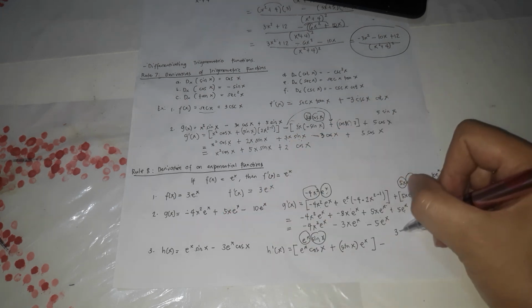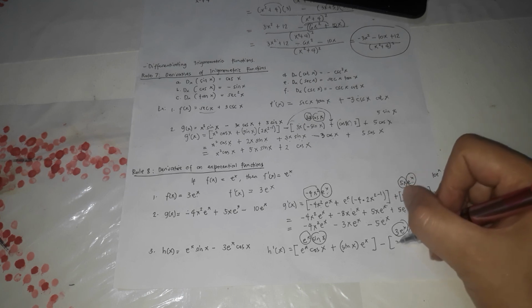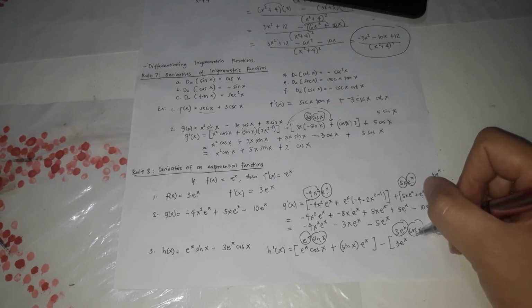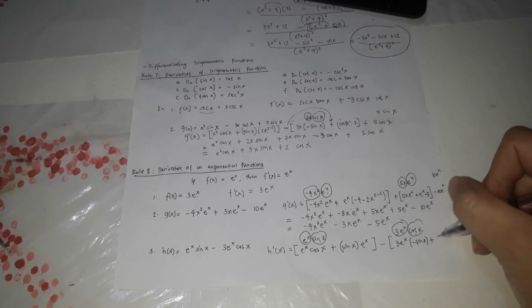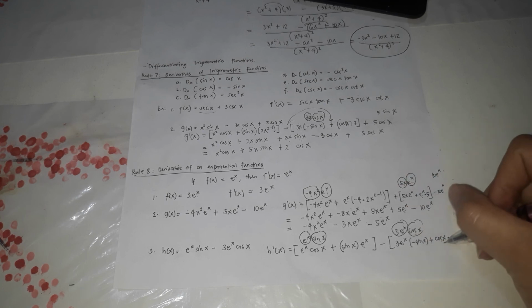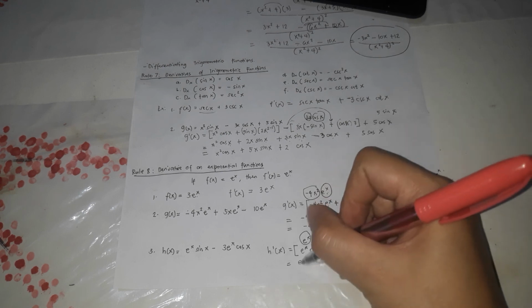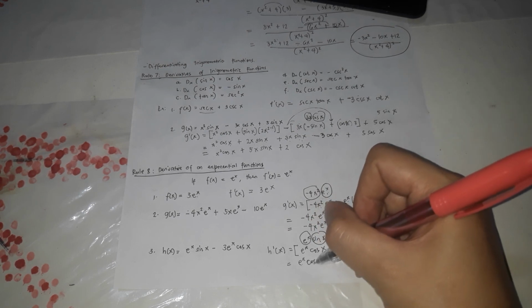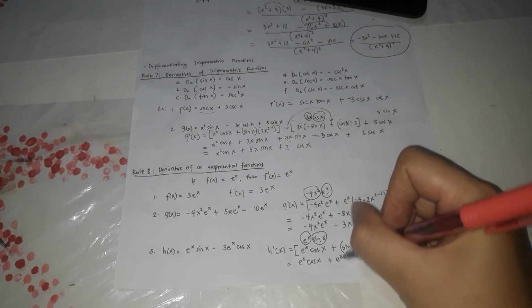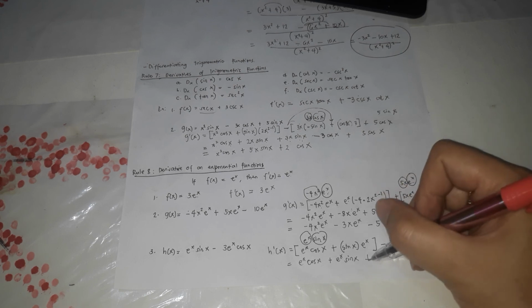Minus 3e^x cosine x. So dalawa. Copy the first. Kunin derivative ni second. Negative sin x. Plus, copy the second, cosine x. Kunin derivative nito, which is the same, times 3e^x. Sorry for that again, ang space. So, next. Simplify. e^x cosine x plus e^x sin x minus negative times negative, positive.